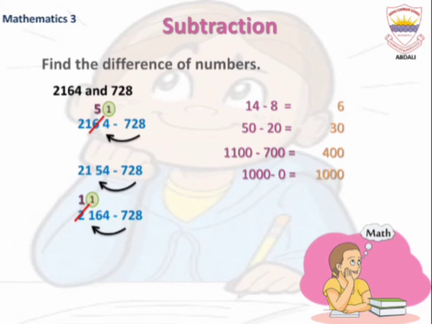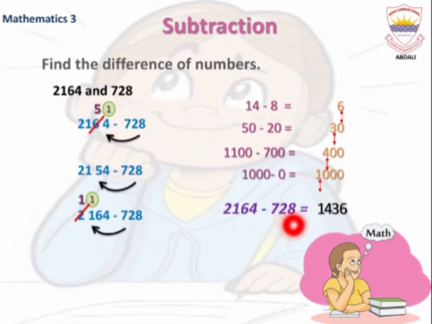Now student, what do we do now? We apply our last step, step 3. In the last step, we merge all places. We write 6 at ones place, 3 at tens place, 4 at hundreds place, and 1 at thousands place.